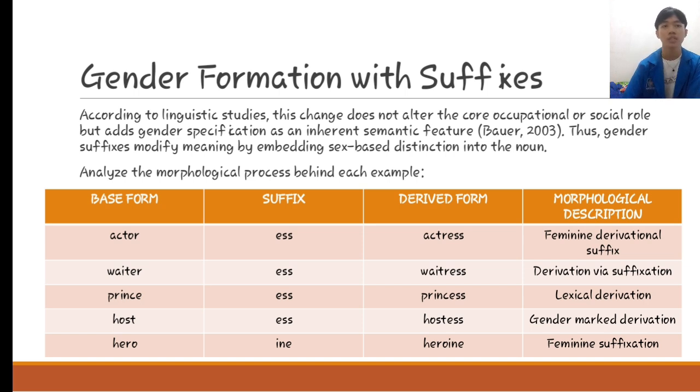I have 5 examples. The first, we have actor, use suffix ess, and the resulting form is actress. So the morphological description is feminine derivational suffix. Okay, next waiter, ess, waitress, derivation via suffixation. Prince, ess, princess, lexical derivation. Host, ess, hostess, gender marked derivation. Hero, ina, heroine, feminine suffixation.